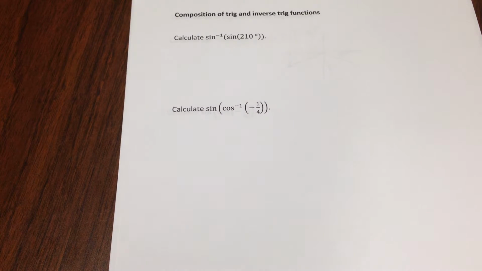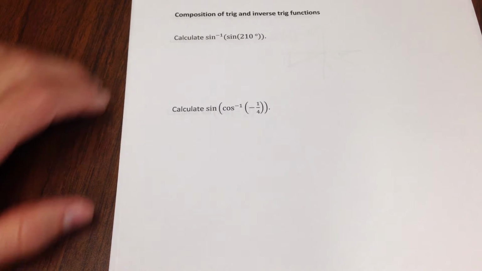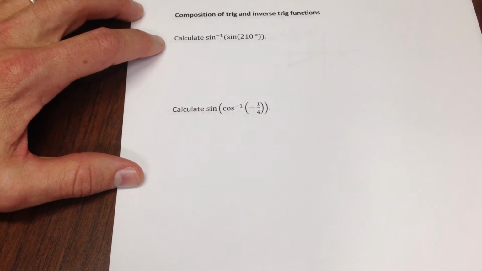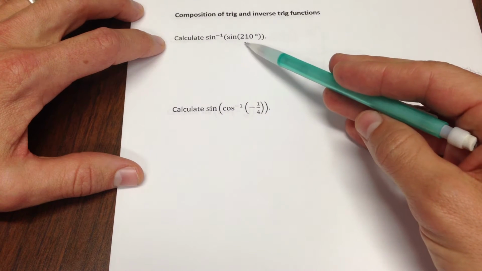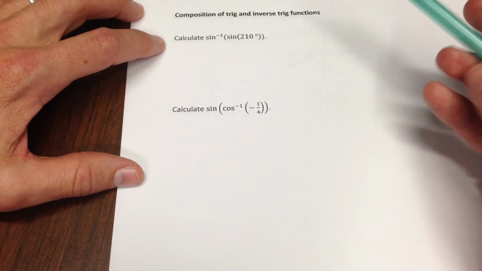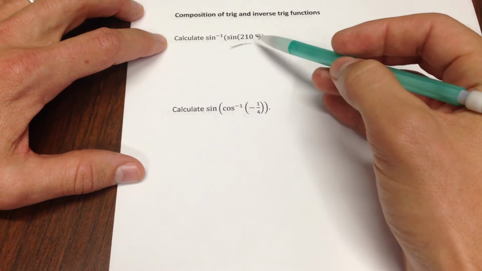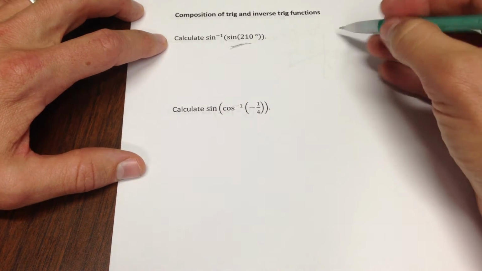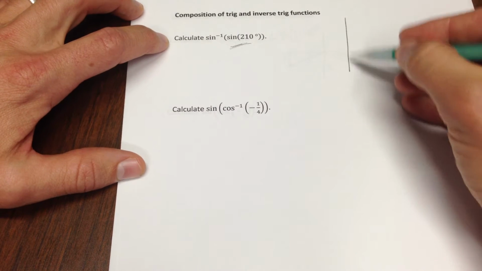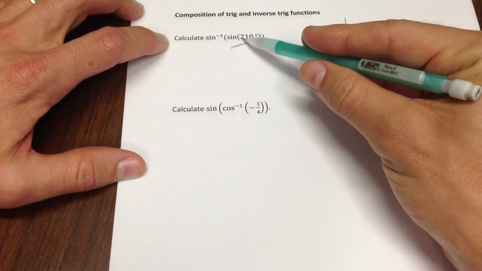Here are a couple of trig functions composed with inverse trig functions. The first problem says sine inverse of sine of 210 degrees. Calculate it. So remember that fundamentally trig functions have to do with triangles. So as much as you can, force yourself to think about what is happening here.